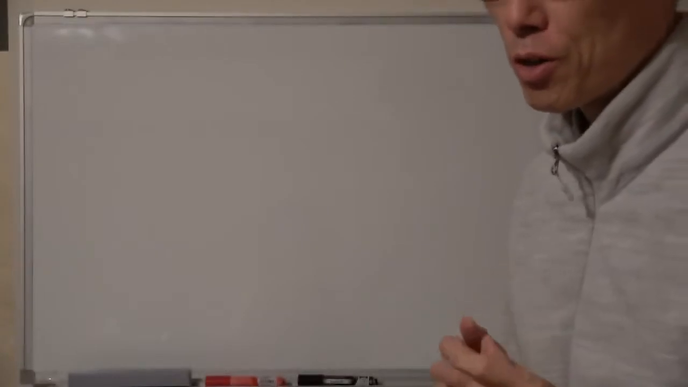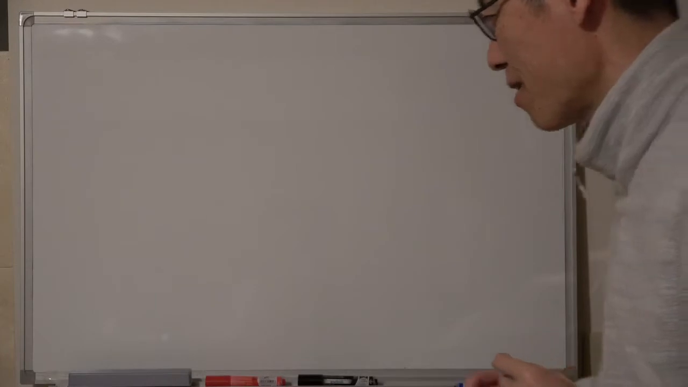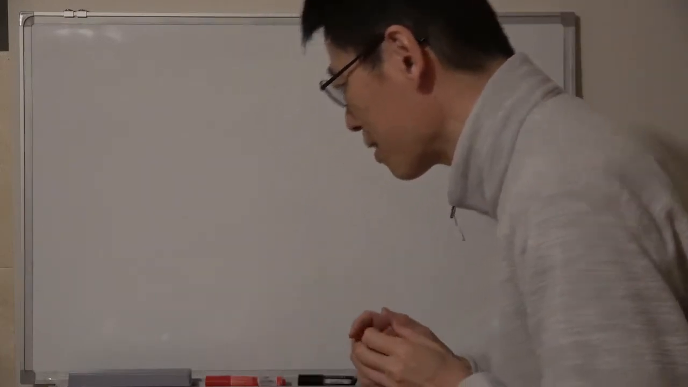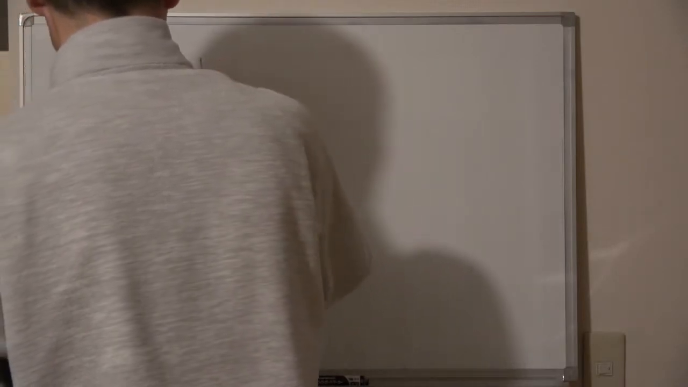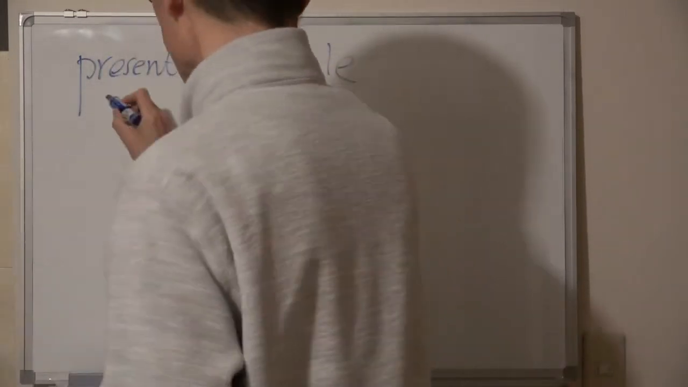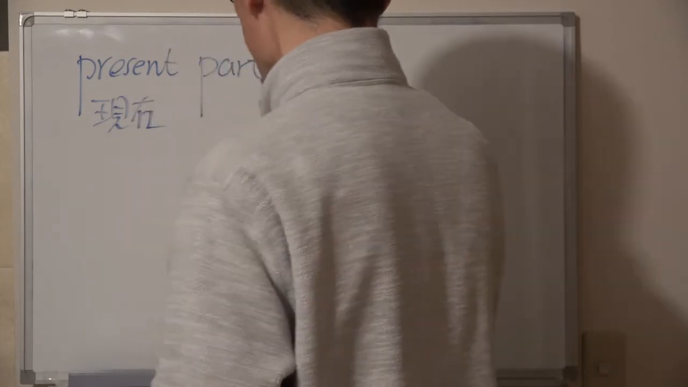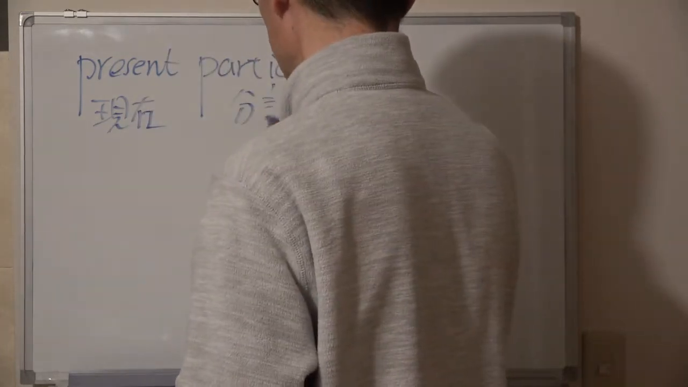Okay guys, welcome to Introduction to English Sentence Structures. Okay, week 3. And the topic for today is the present participle. Okay, present participle. 現在分詞. Present, 現在, participle, 分詞. Okay, 現在分詞.